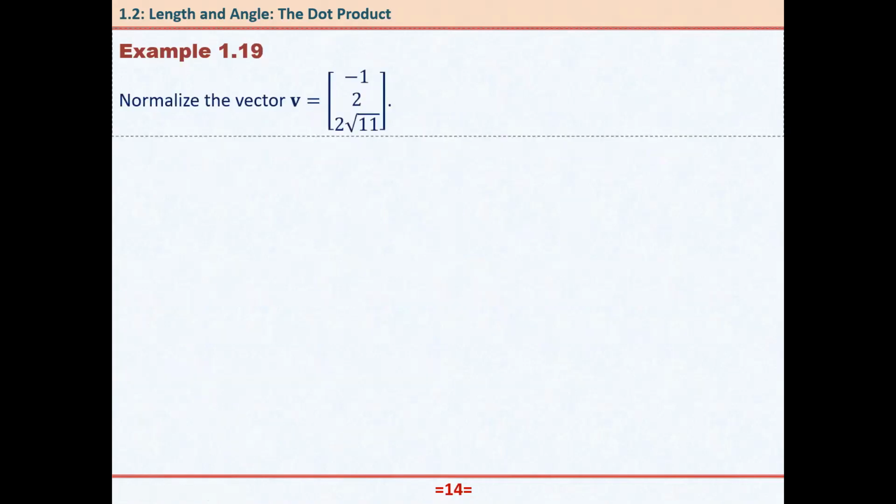Normalize a vector. Another thing that you should know, sometimes you're going to use this. How do you normalize a vector? Normalize means changing it into a unit vector. To do this, we know that if you divide any vector by its norm, it becomes a unit vector. That is how we normalize a vector.